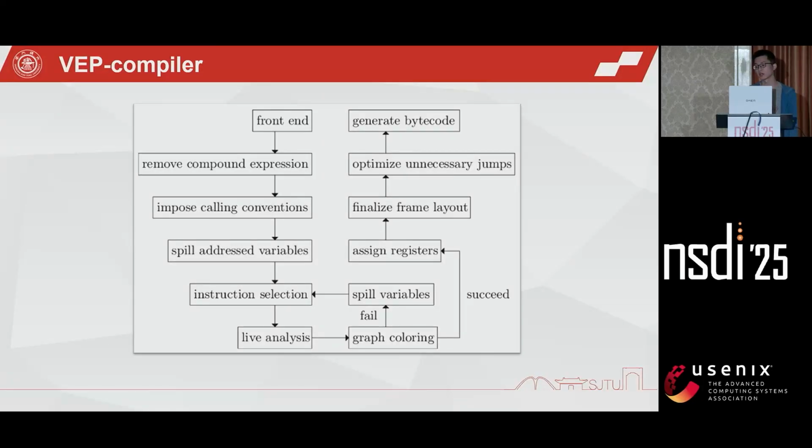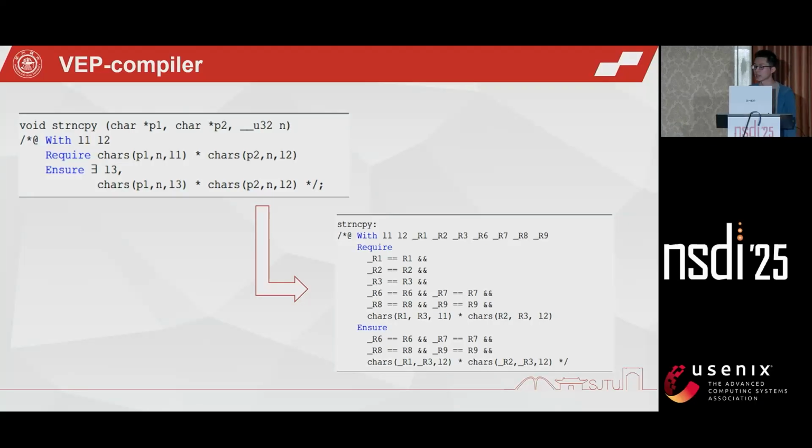We have implemented a very simple compiler that does not contain too many optimizations, but contains the most typical and representative compilation steps like liveness analysis and register allocation. VEP-compiler will compile C programs into bytecode programs and convert annotations at the same time. Here we use another example to show the conversion. This is a function from GCC stringlib. After the program gets compiled, the input parameters P1, P2, and N will be compiled into the registers R1, R2, and R3.